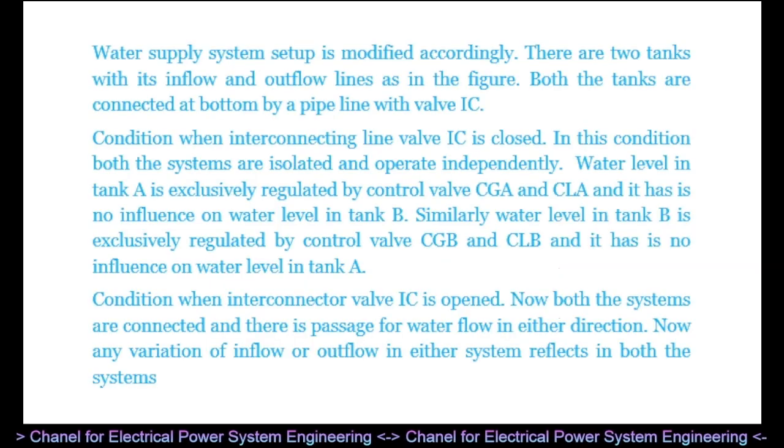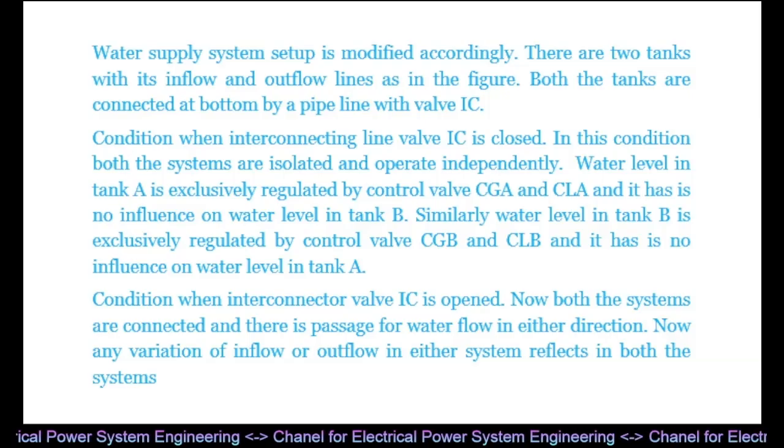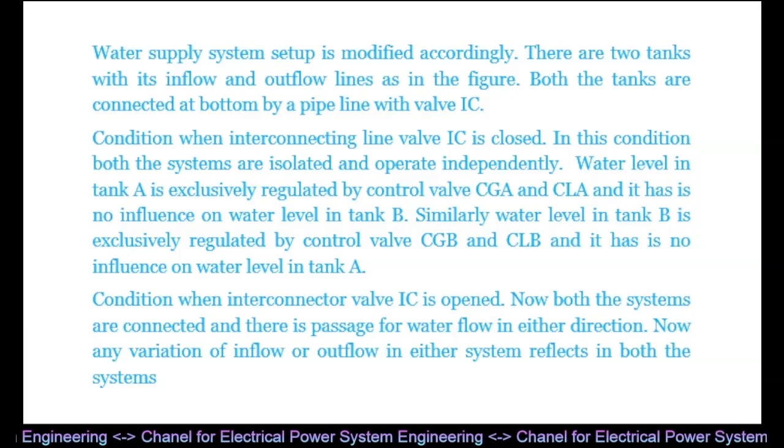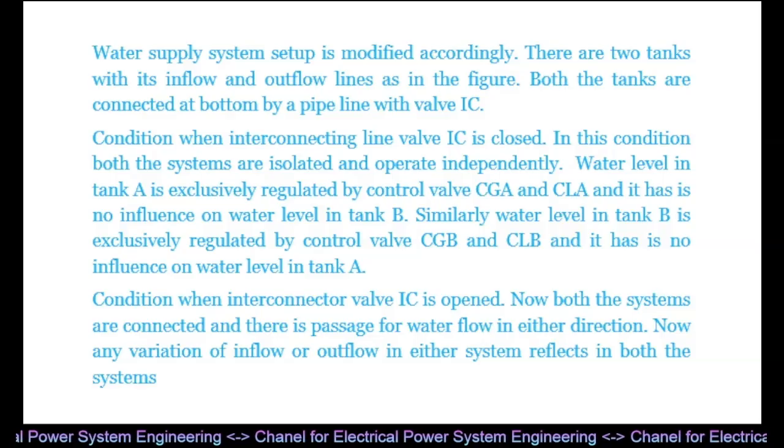The water supply system setup is modified accordingly. There are two tanks with their inflow and outflow lines as in the figure. Both the tanks are connected at the bottom by a pipeline with valve IC. Condition when interconnecting line valve IC is closed: in this condition both the systems are isolated and operate independently.